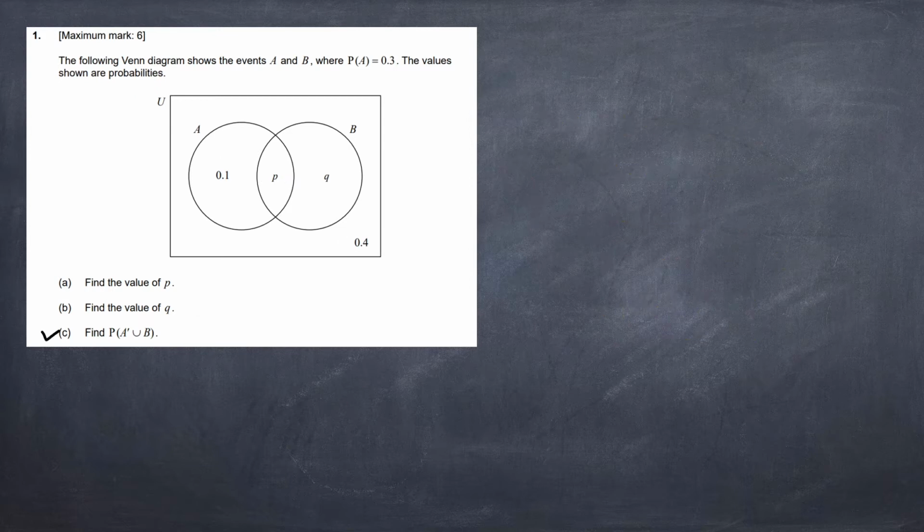Find P of A bar union B, or A complement union B. So what does A complement mean? A complement means the highlighted area that I am showing. See the highlight. This complete highlighted area, whatever is outside A, will be our region. So this is the A complement part. We have this complete outside region.